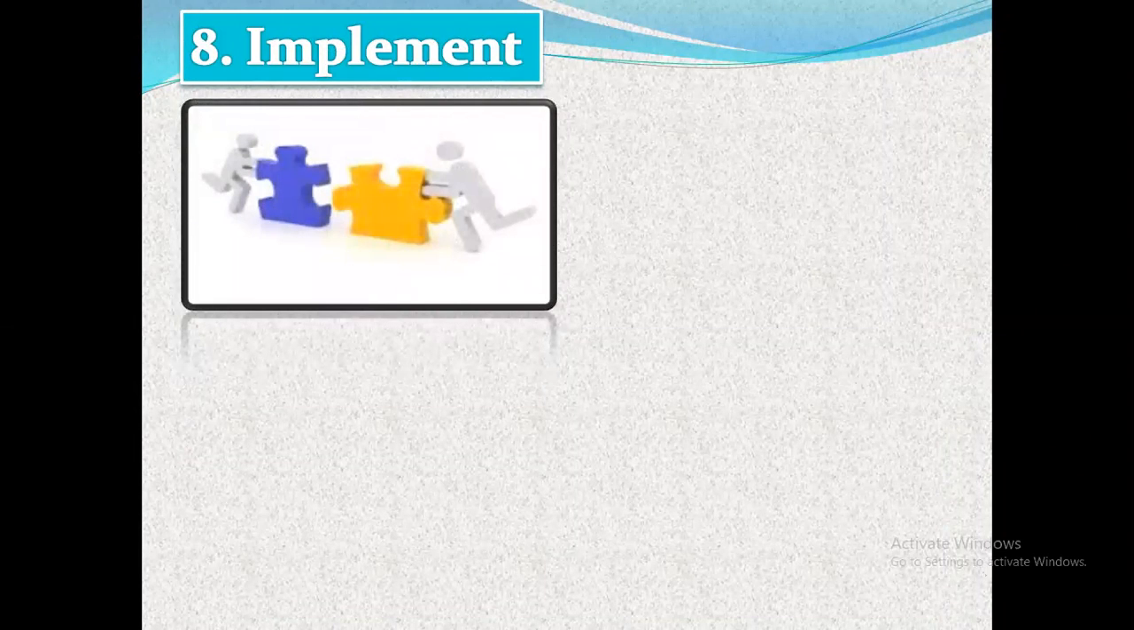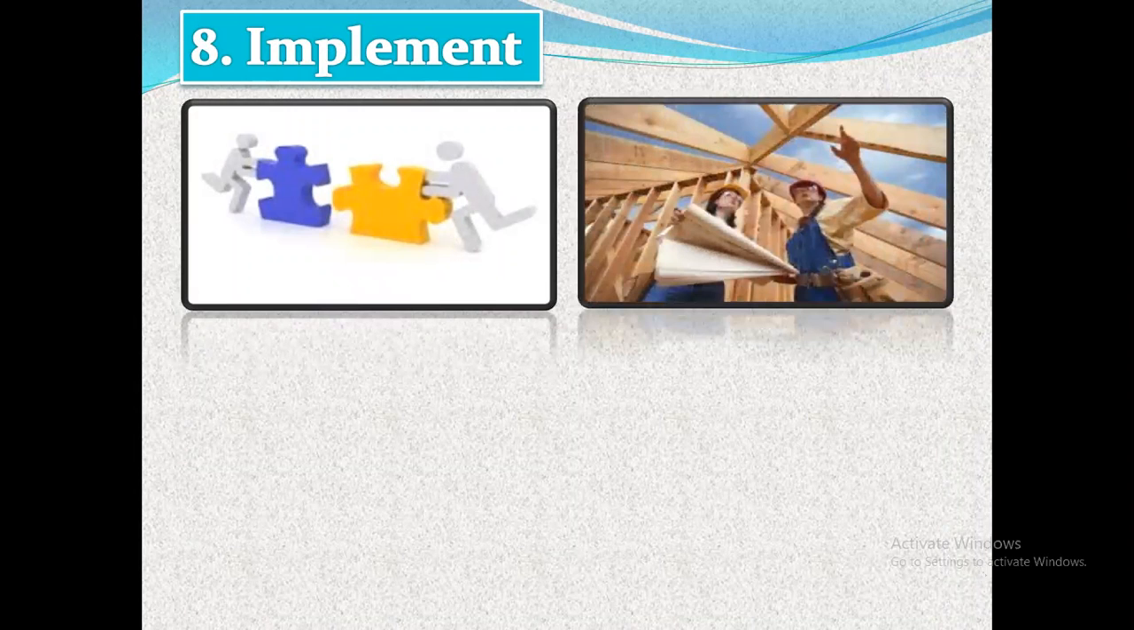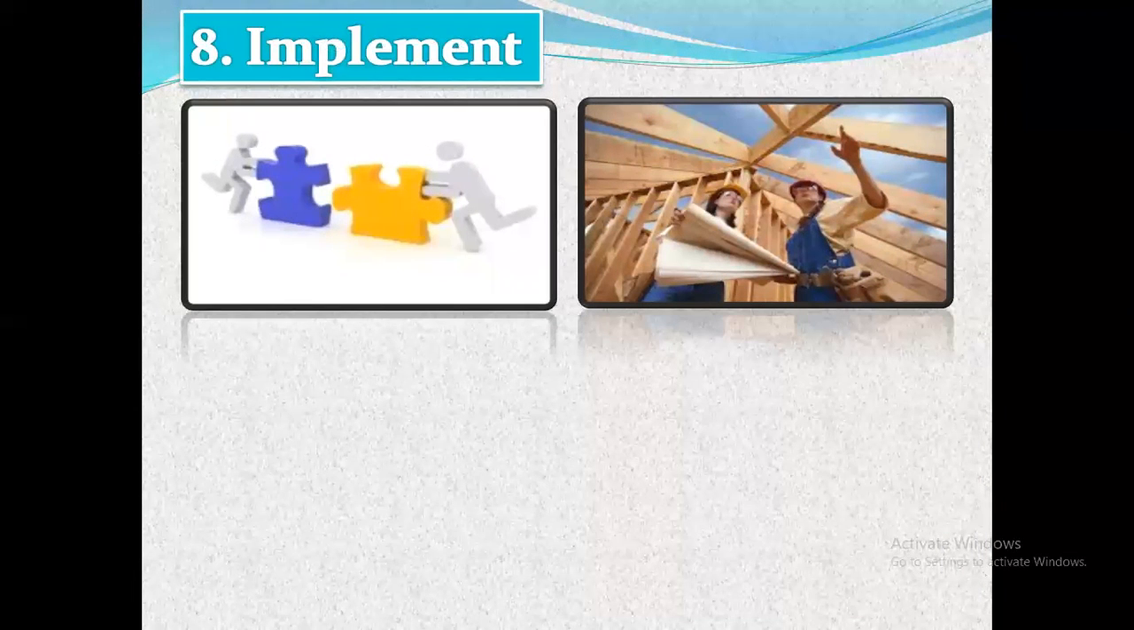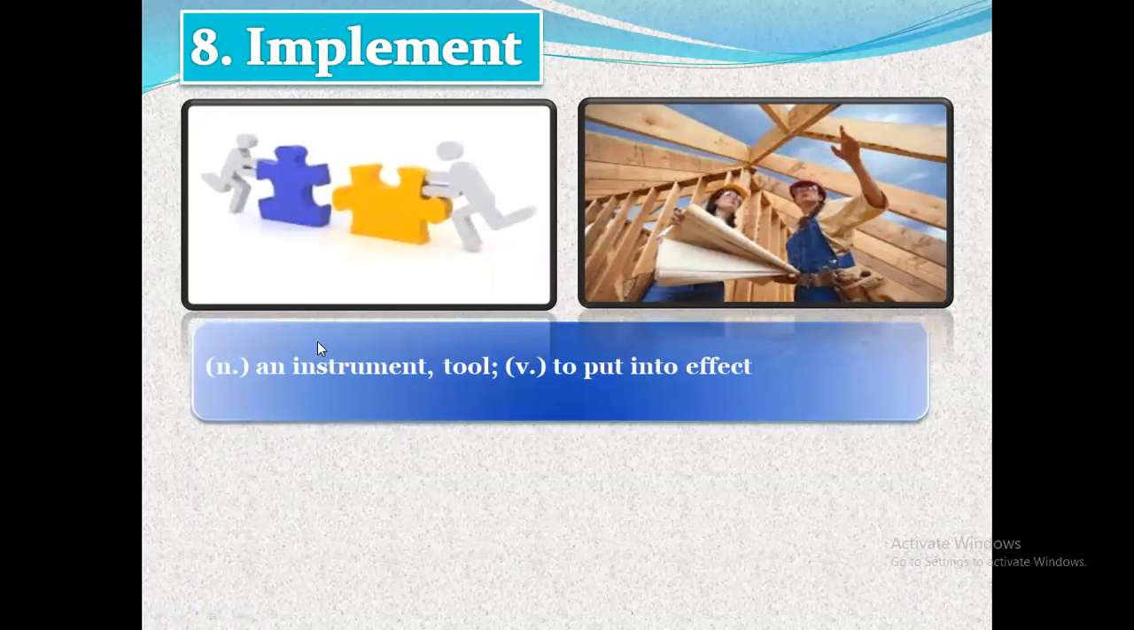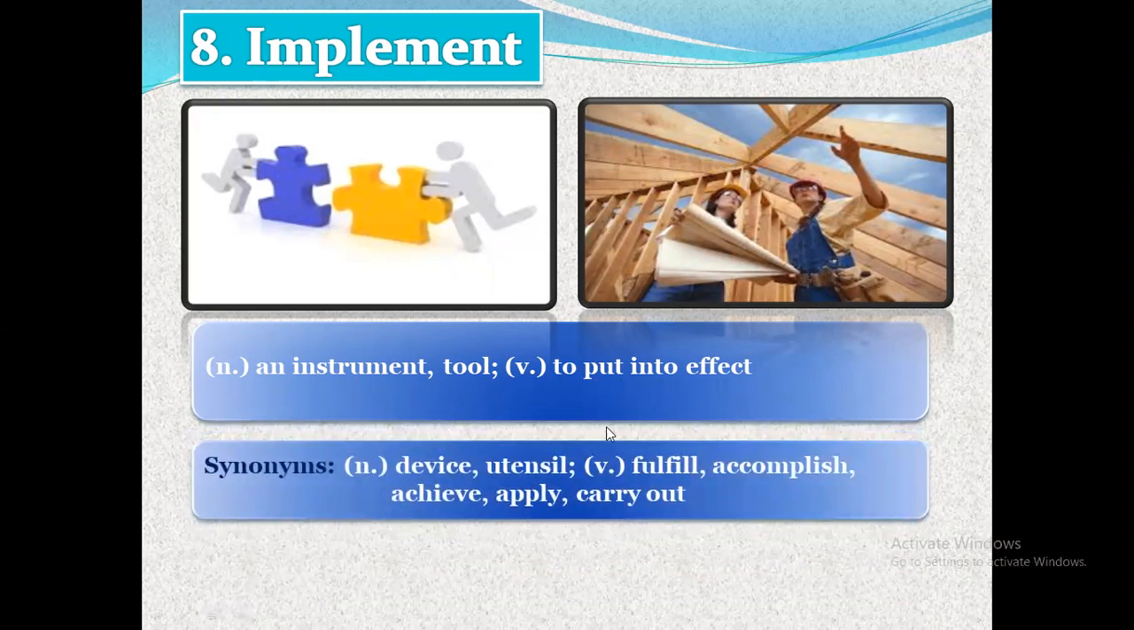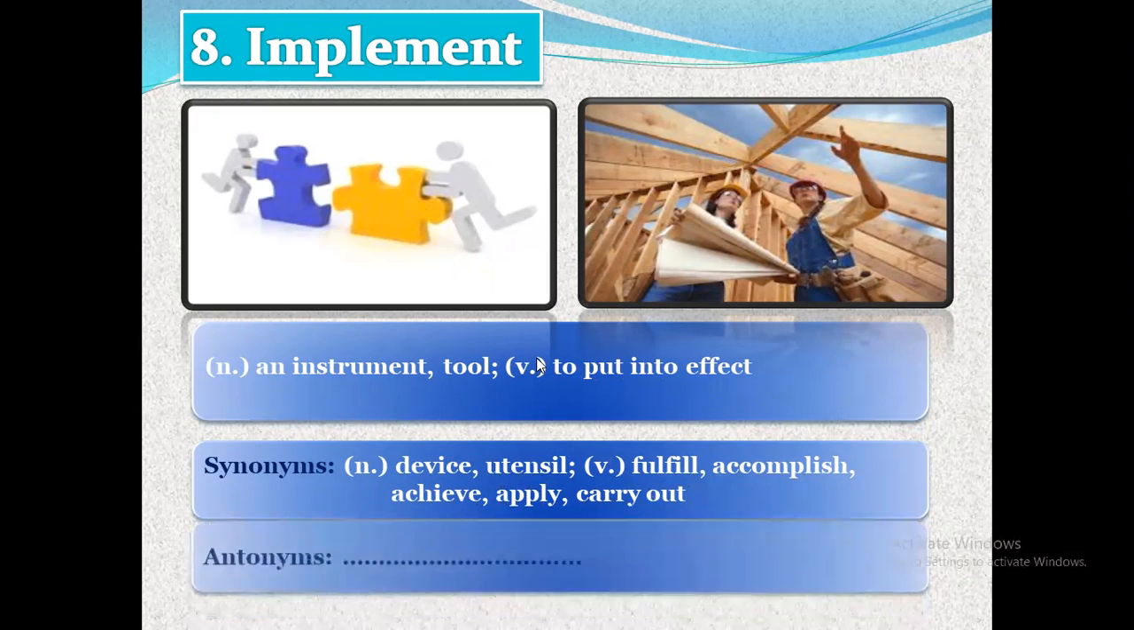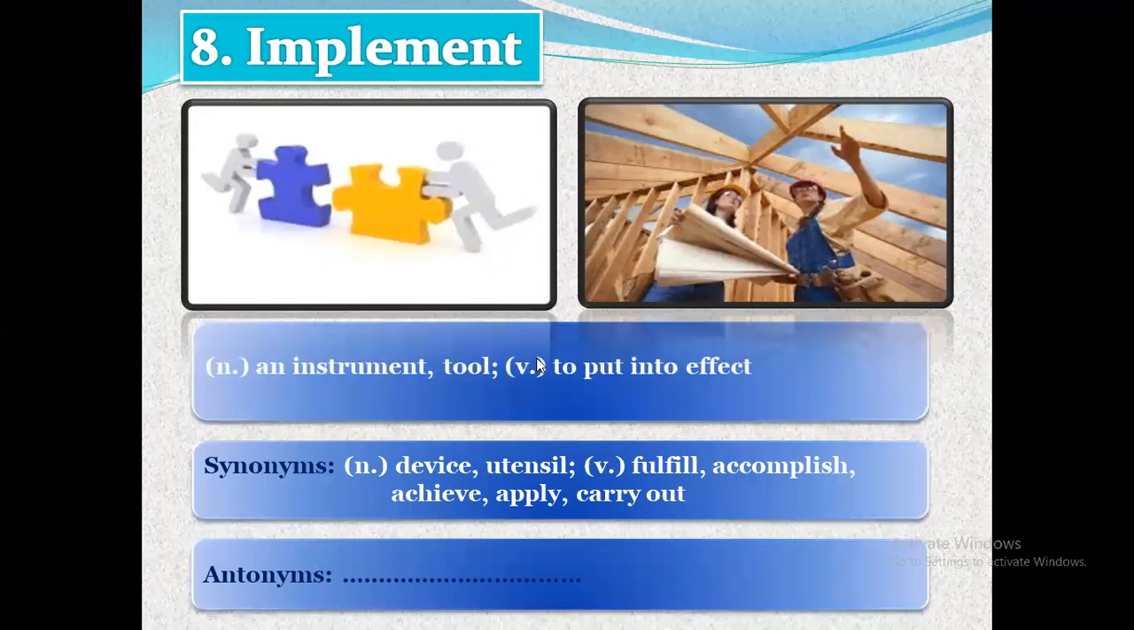The word number 8 is implement, and here it is a noun rather than a verb. But it can be both a noun and a verb. As a noun, it means an instrument or tool that you use, or to put into effect, like to apply something. To implement, to apply, and so on. So the synonyms as a noun are device and utensil, and as a verb, fulfill, accomplish, achieve, apply, and carry out. There are no antonyms for this word.